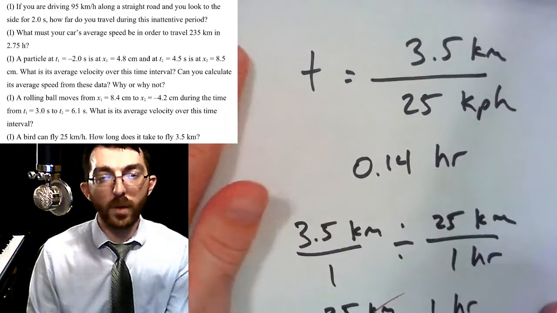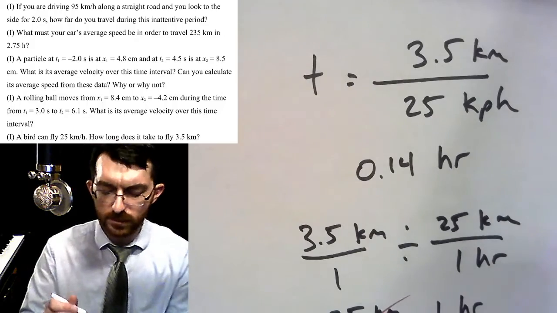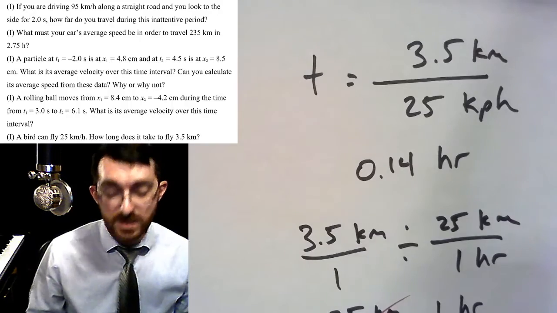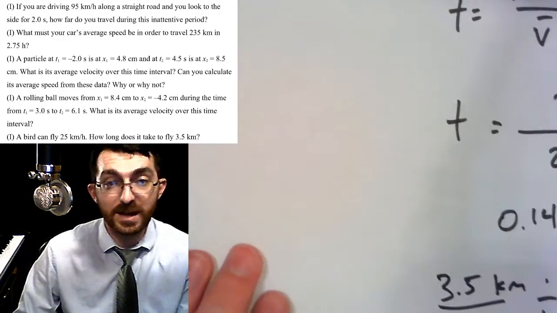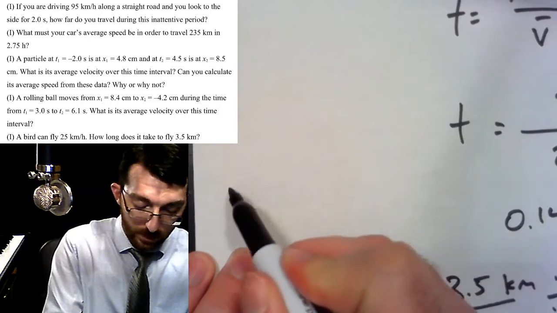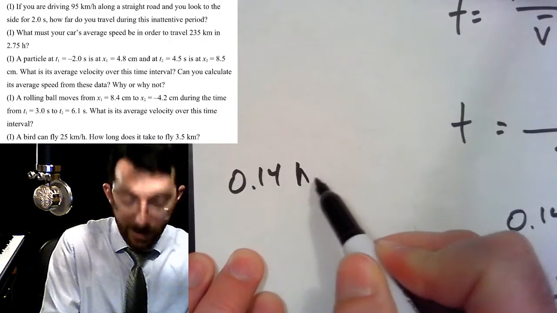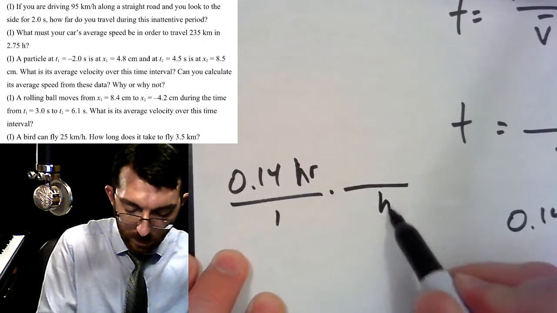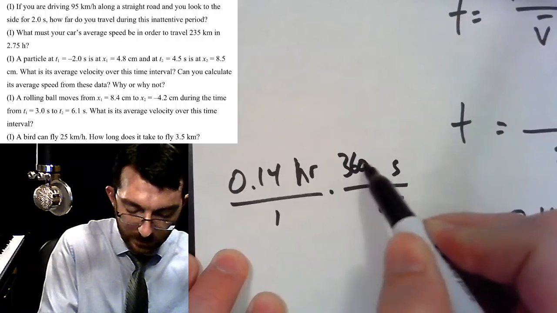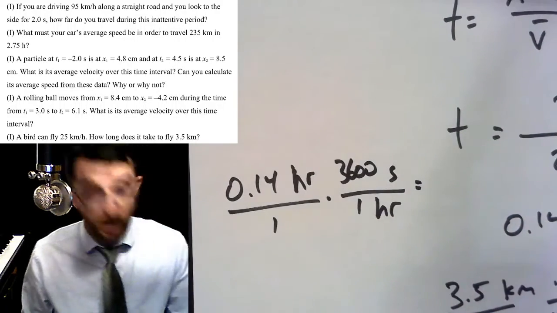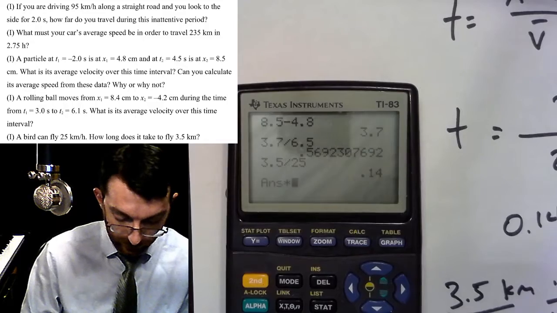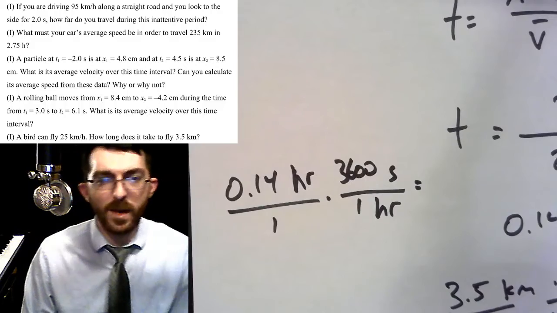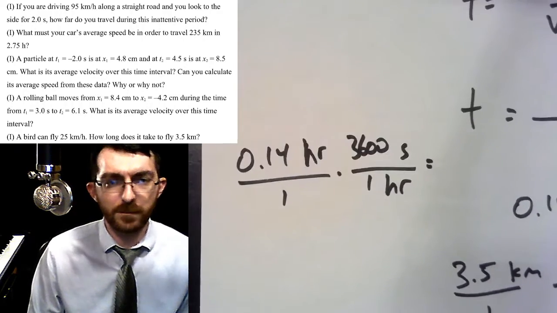Now, 0.14 hours is not usually how we refer to time. You might like to convert that to minutes or seconds. The problem didn't ask you to, so I wouldn't expect you to, but just in case you were inclined, 0.14 hours times 3,600 seconds in 1 hour. I'm actually really curious. 504 seconds. Okay, maybe that wasn't the best conversion to do because I don't know how long 504 seconds is.